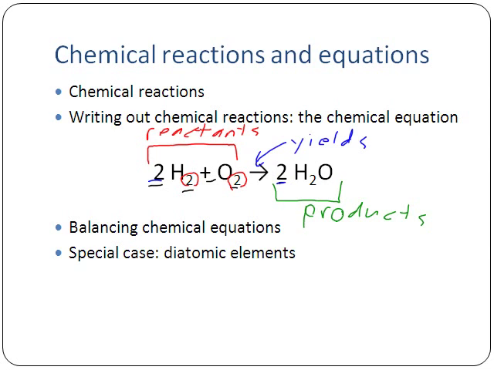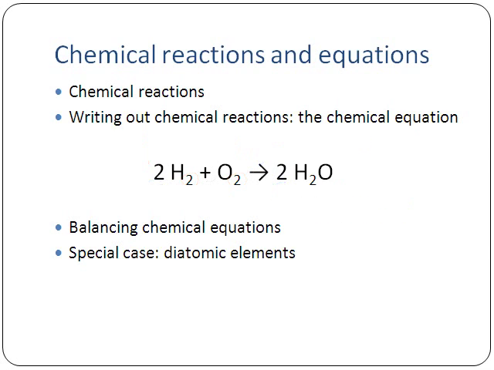And so what we're going to be doing in this lesson specifically, and in this unit in general, is working on balancing these chemical equations. Now, before we go on to that, I want to talk about one special case that we run into. I don't know if you've noticed, but we have hydrogen right here and oxygen right here. Hydrogen is H2, oxygen is O2. We haven't really talked about why that is. We just very briefly mentioned it.